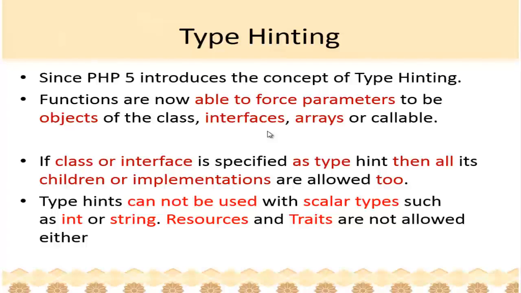Now let's come back to type hinting. Type hinting is a way in which you tell the interpreter that I expect you to use a specific type. For example, I expect you to use an object of this type, or an interface of this type, or an array of this type. Now, type hinting is not there for the scalar types. So you can't tell the interpreter that you accept only integer or only string or this kind of thing. You can only use it for object, interface, that is non-scalar.